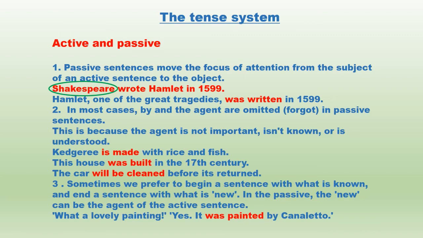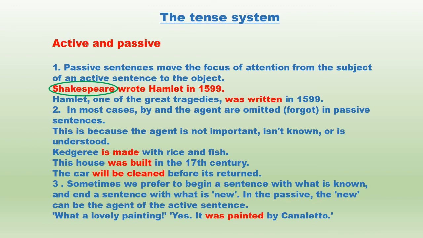Another example, this house was built in the 17th century. So I don't know who built that house and it's not important for me. The car will be cleaned before it's returned. It's a passive sentence. So I don't know who will clean the car. It's not important for me.